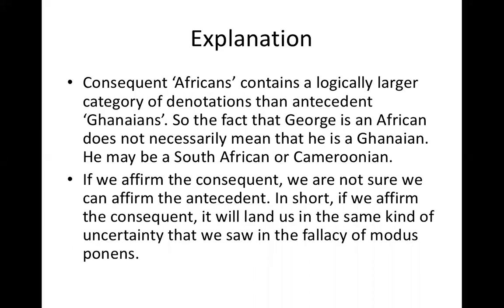So the consequent, Africans, contains a logically larger category of denotations than the antecedent, Ghanaian. So the fact that George is an African does not necessarily mean that he's a Ghanaian. He may be a South African or a Cameroonian. So if we affirm the consequent, we are not sure we can affirm the antecedent. So you can see the technicality there. In short, if we affirm the consequent, it will land us in the same kind of uncertainty that we saw in the fallacy of modus ponens.